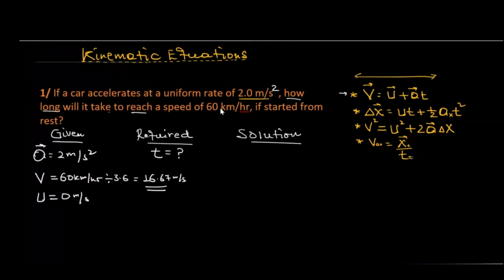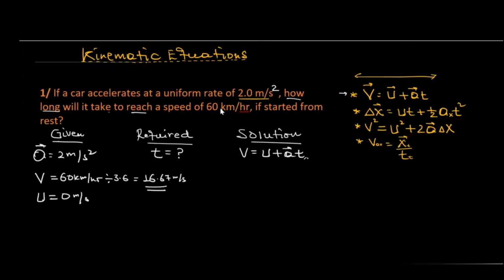I can try the other equations, but I just find this one very appropriate for this problem. So I know that V is equal to U plus A times T, right? But I'm looking for just T.